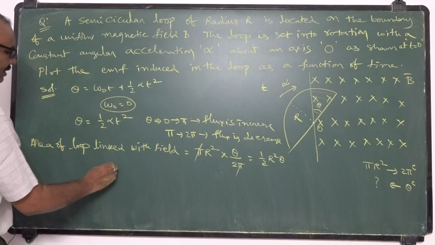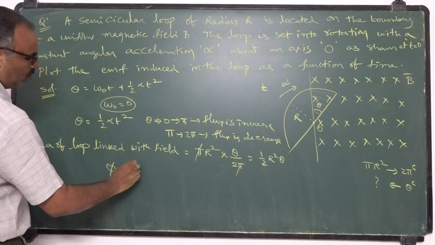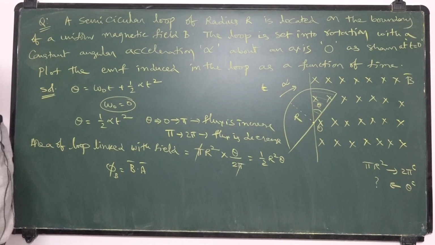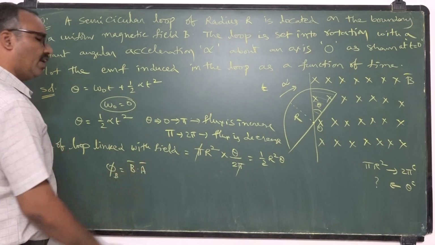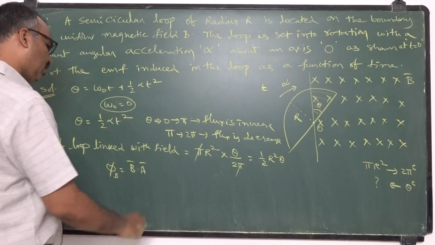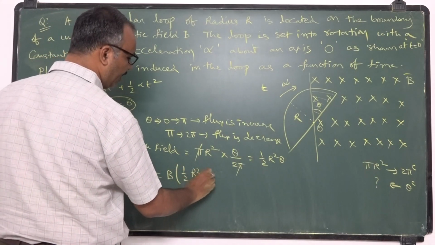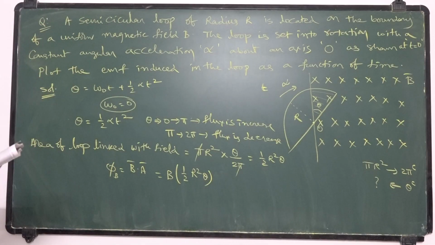Whenever you want flux, it is equal to B bar dot A bar. Cos 0 is 1, no need of worrying about the dot product. Strength of the field is B only. Area just now you calculated as half r square theta. This is the flux passing through the small area.